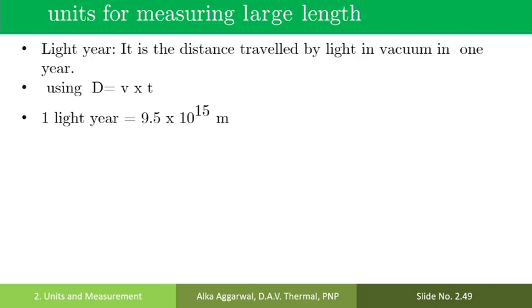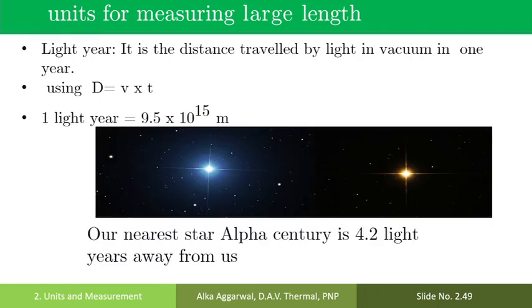Remember, light year is a unit of distance. It is not the unit of time. Once again, light year is the unit of distance, not the unit of time, and 1 light year equals 9.5 into 10 to the power 15 meter approximately. Our nearest star is the Alpha Centauri and it is 4.2 light years away from us. It means the light coming out from Alpha Centauri reaches the Earth in 4.2 years.